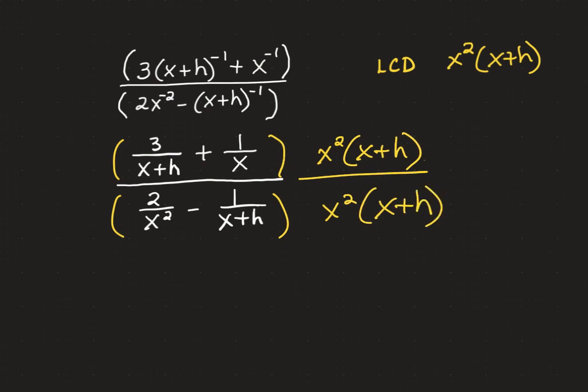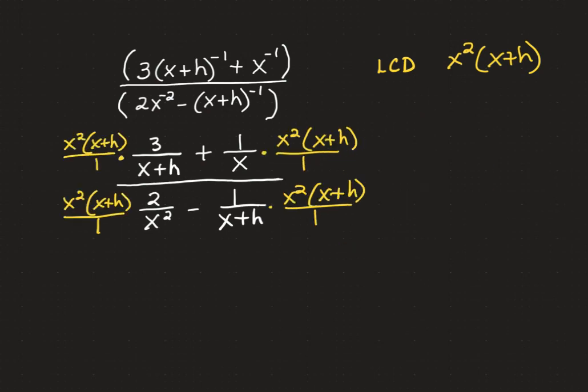And what is this equal to? Right here. That's equal to 1, right? We are multiplying the entire complex rational expression by 1. We just happen to be going ahead and distributing that x squared times the quantity x plus h to each term, as we've done here.